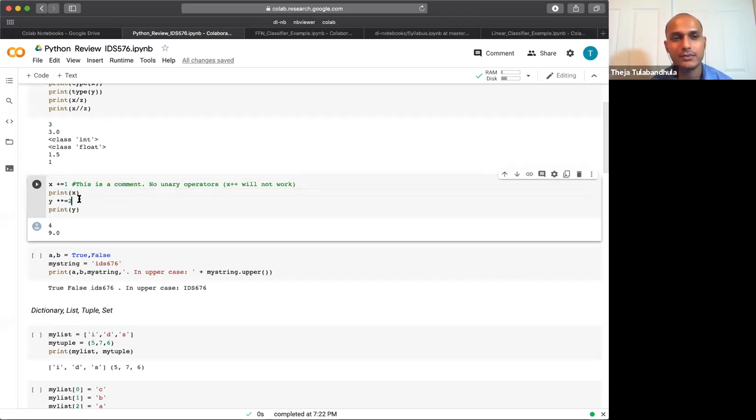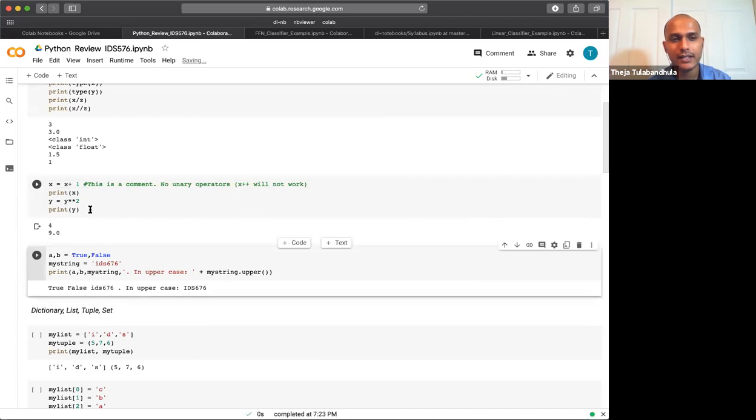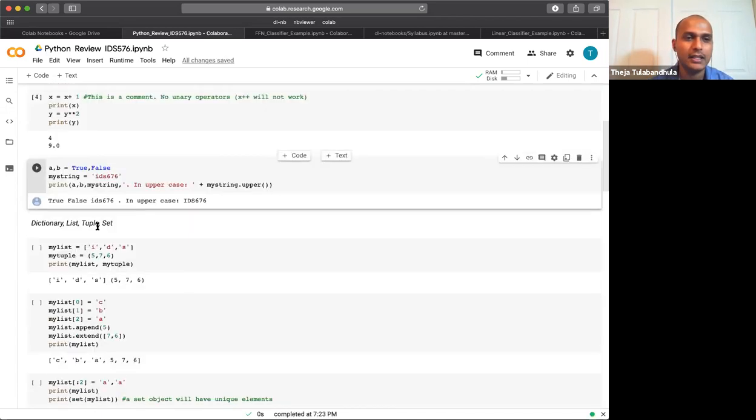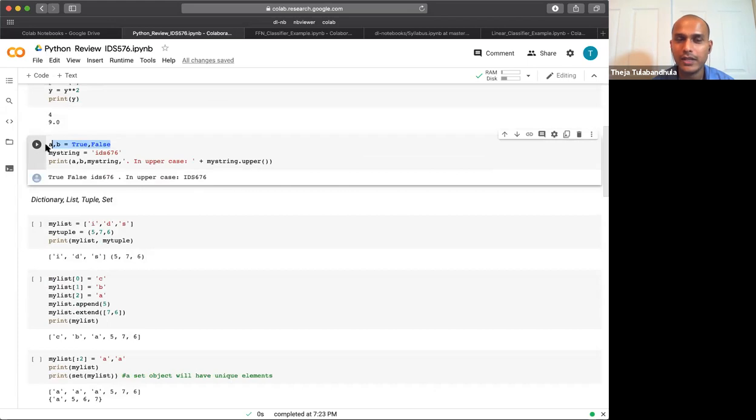And here is one example. This y double star 2 is just saying, set y equal to y double star 2. Similarly, x plus equal to 1 is just saying x is equal to x plus 1. If you run that, you get 4 and 9 respectively. Now, similarly, you can assign multiple variables at the same time, and you can also have variables that are not numbers. For example, the first set of variables a and b are booleans. They're not integers or floats, the usual numbers.